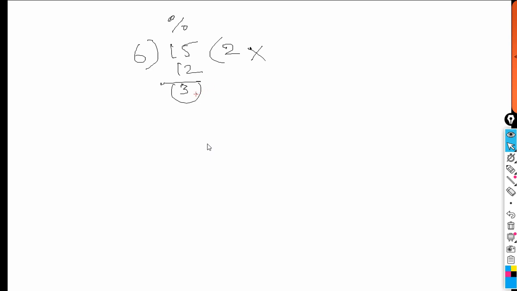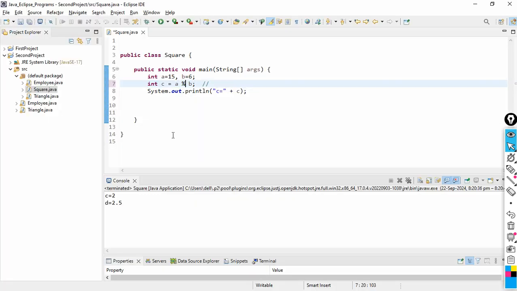So whatever the leftover value is, this leftover is called what? Remainder. So this remainder value will be returned by this particular operator. So what is 15 modulus 6? The remainder is 3. So this 3 will be assigned to C, and C will be 3.